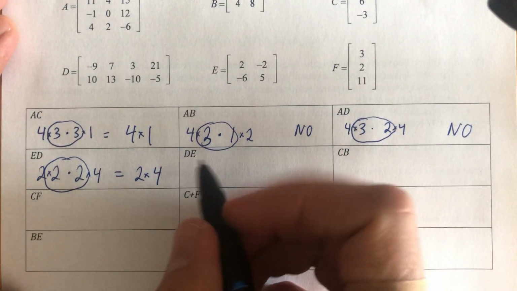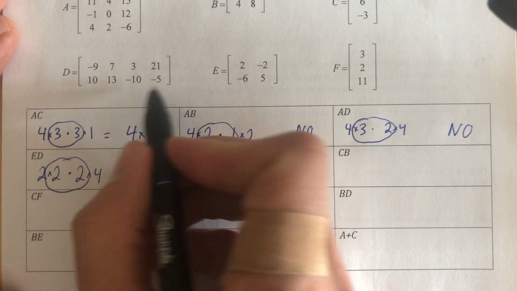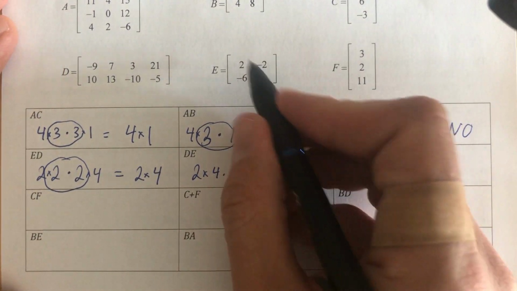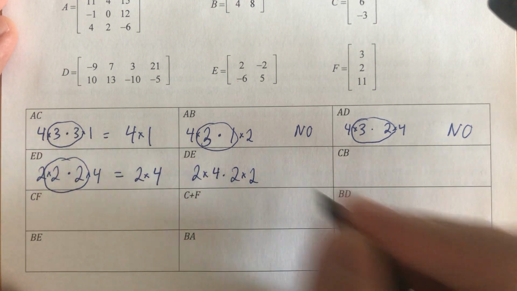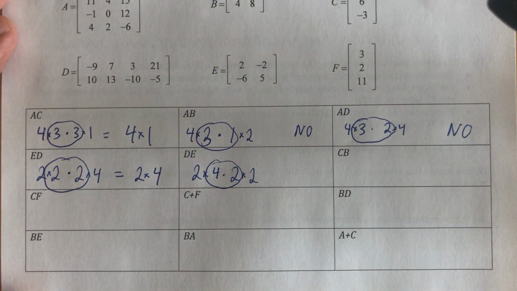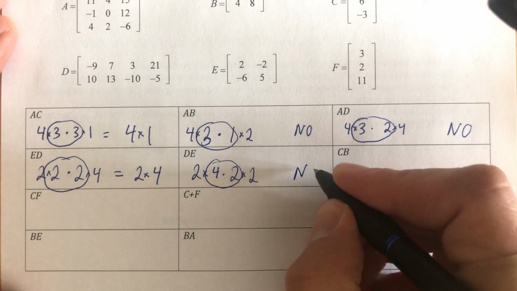Okay, DE, let's see. D is 2x4, 2 rows, 4 columns. E is a 2x2, and there's lots of 2's here, but that's irrelevant. If those don't match up, it's a no. The ones in the middle, if they don't match up, that's a no.